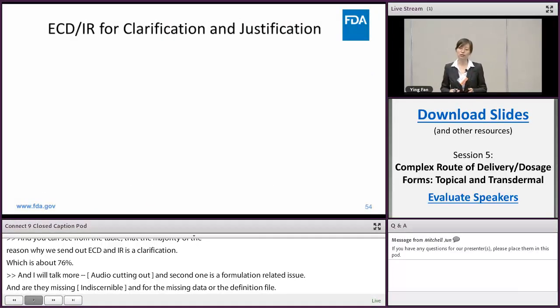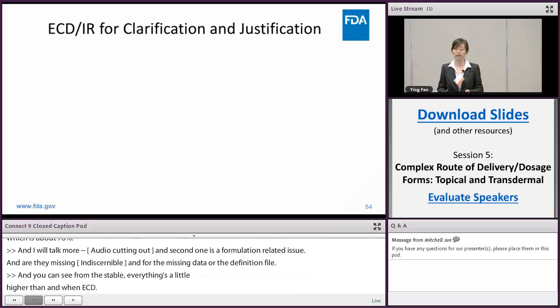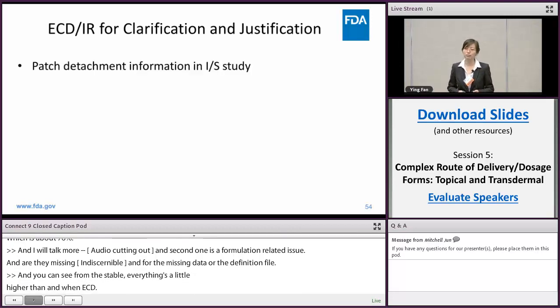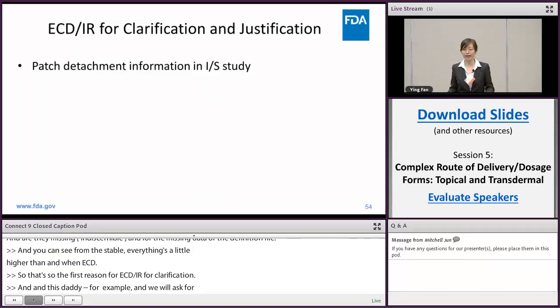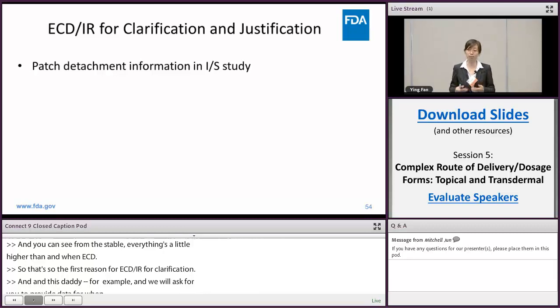Let's look at the first reason for ECDs or IRs, clarification and justification. If we see any TDS that was totally detached during the study, the IS study for example, we will ask you to provide the date and time when this TDS was completely detached. And if any patch was reapplied during the study, then we would like you to provide the date and time when the new transdermal system was reapplied.